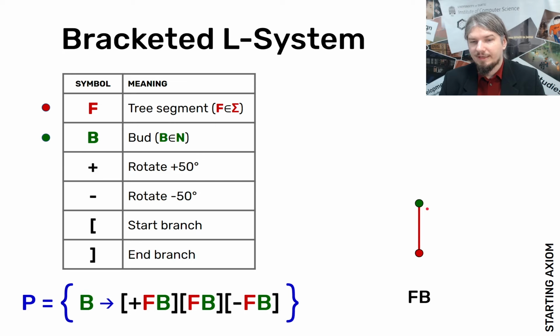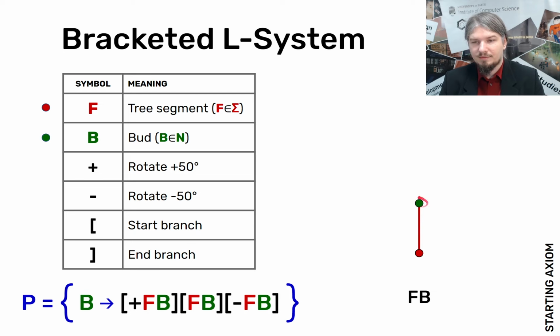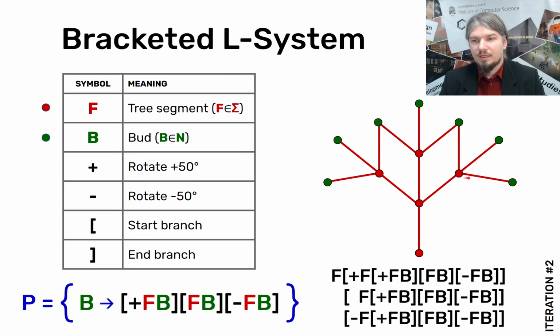Now if we iterate on this FB, we have only one rule and we apply that one rule, getting this state. So this is after the first iteration. We have a tree segment, and from the previous baud that we had up here, we created three new tree segments that end with bauds and are either rotated to one side or another side or continue straight. Now we can apply another iteration, and again we're changing these bauds into three new tree segments, each ending with a baud. So this is how bracketed L systems work. Each iteration, we are rewriting all of the non-terminal symbols, all of the bauds, according to our rules.